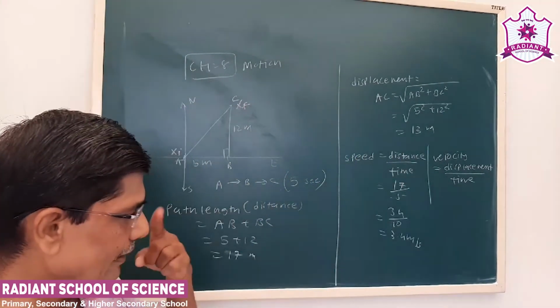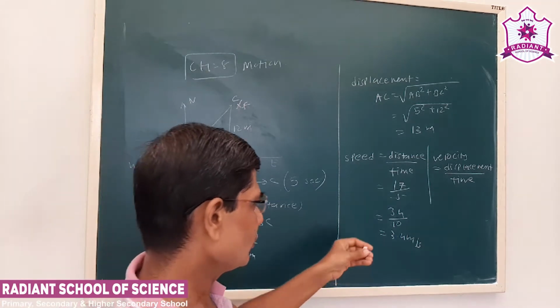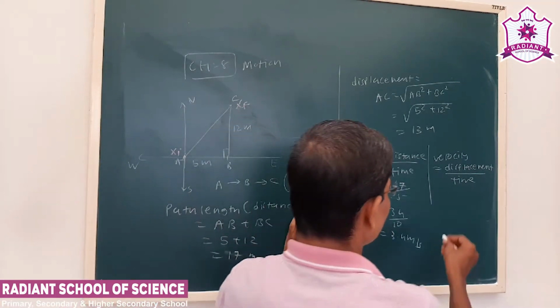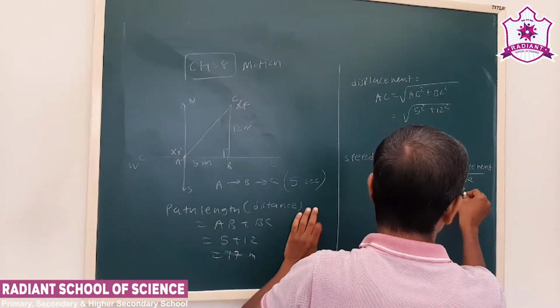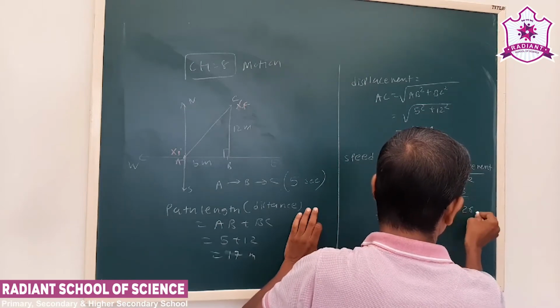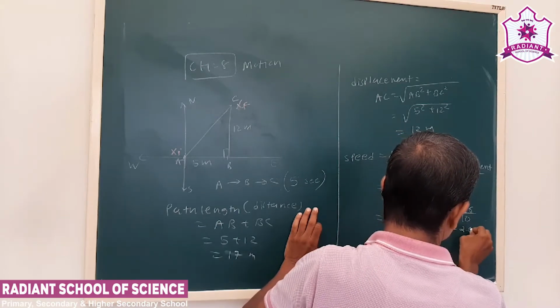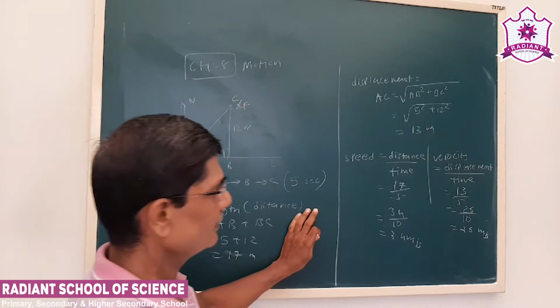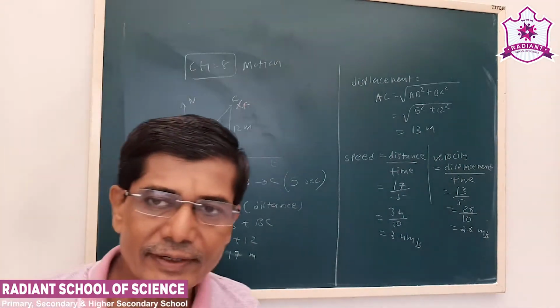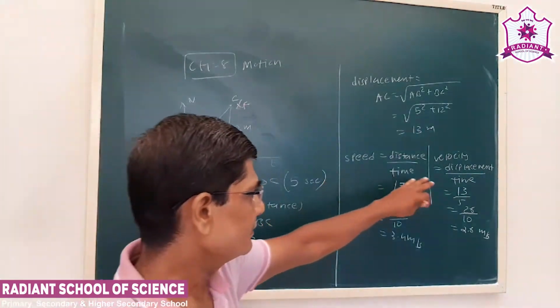Now 17 by 5 is 3.4 meter per second. And velocity is 13 by 5, that is 2.6 meter per second. So this is how we can find out speed and velocity.